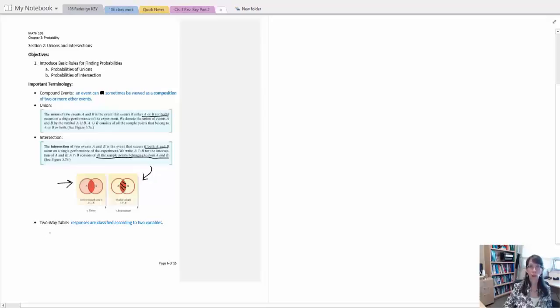And finally, with the two-way table, responses are classified according to two variables. And we'll use the two-way table in example 3.